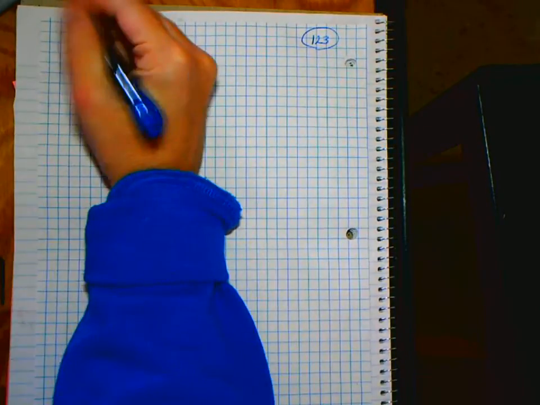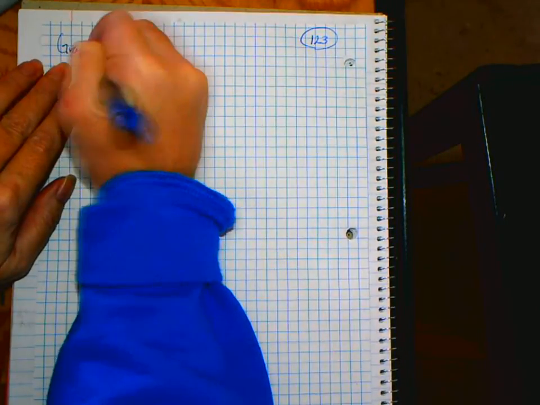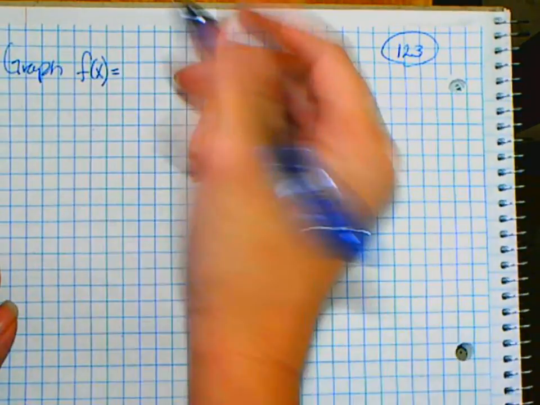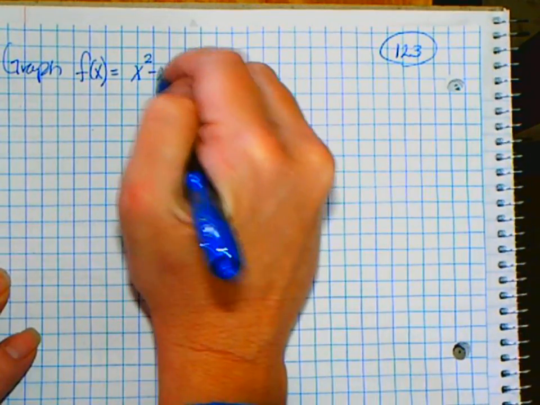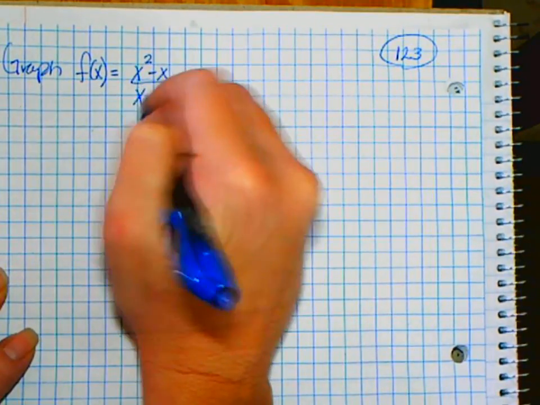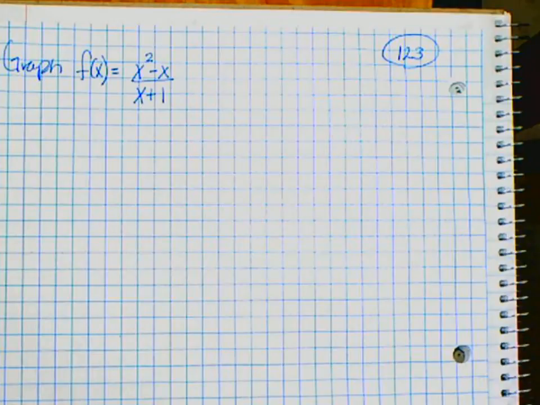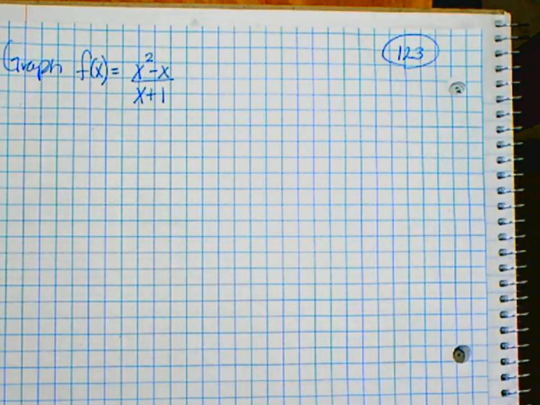Alright, so page 123, we are going to graph f of x equals, which we know f of x is the same thing as y equals, right? x squared minus x, quantity divided by x plus 1. Now, in the last problem that we did, everything was already factored. The numerator and the denominator were factored, so I didn't mention anything about factoring. In this function, we can do some factoring in the numerator, so I like to just go ahead and do that.